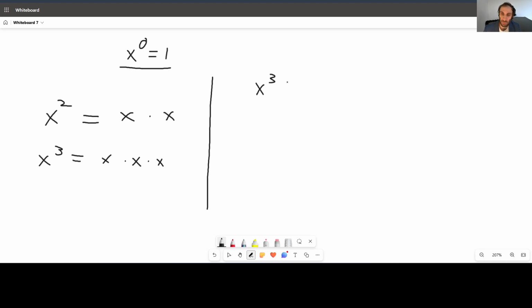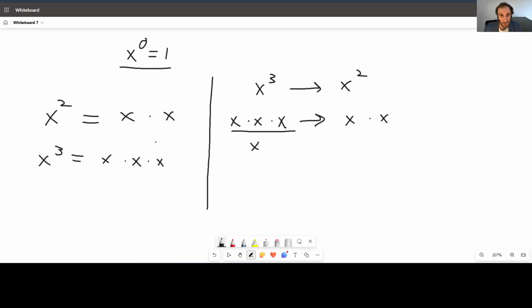And let's say I want to move from x to the third to x squared, right? Well, I know that x to the third means x times x times x, and x squared means x times x. Right, so how do I go from here, x times x times x, to x times x? Right, how do we go from x cubed to x squared? We do that by dividing by x.